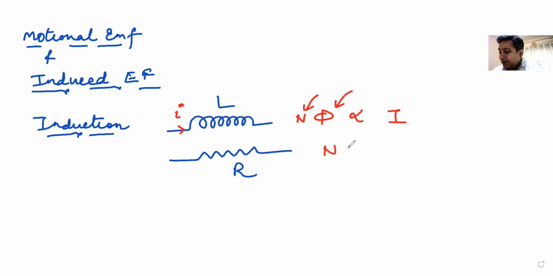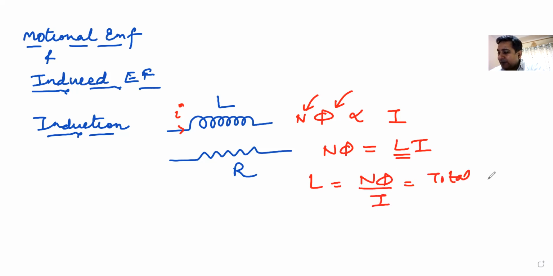So this total flux n phi will be proportional to current, or I can write this as Li, where L is a constant depending on a lot of things. It depends on the geometry of the coil, it depends on the number of turns in the coil, it depends on the medium surrounding the coil. This L is known as the self-inductance of the coil, and I can write it like this, N phi by I, or it is the total flux linked with the coil divided by the total current that flows in the coil. Do we understand this?